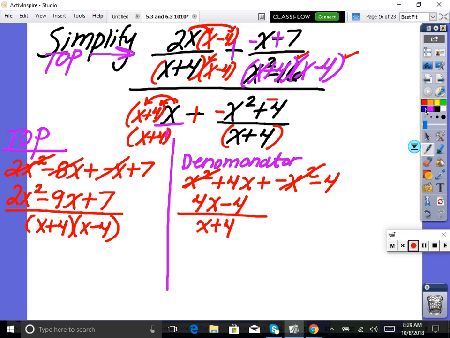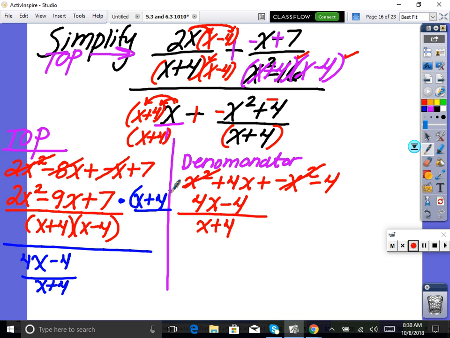So we're really looking at this fraction divided by 4x minus 4 over x plus 4. Dividing fractions is easy as pie. Flip the second fraction and multiply. So we have an x plus 4 on top now, and on bottom we have 4x minus 4.